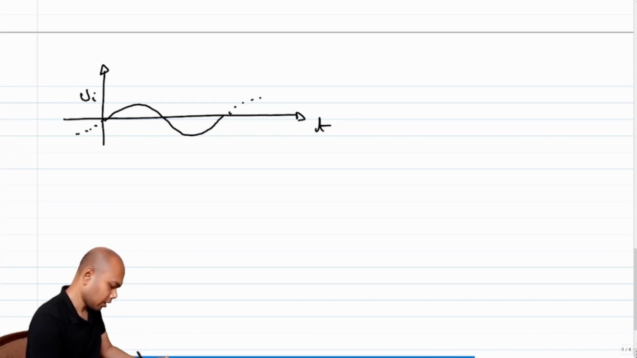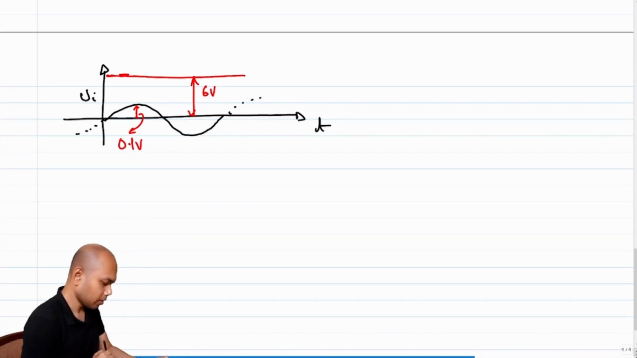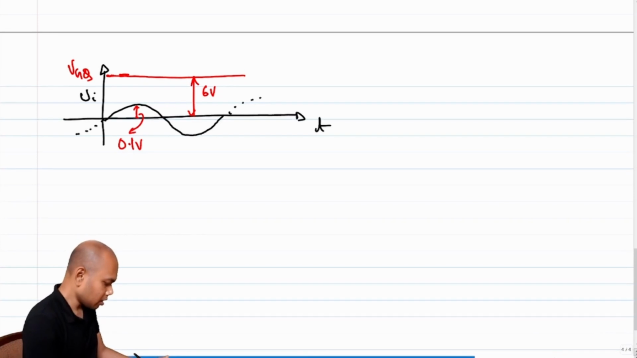What is the quiescent input? The quiescent input is 6 volt. So let's say this is 6 volt. I understand this is not to scale, but bear with me. So this is 0.1 volt, right? So this is VGQ, okay?